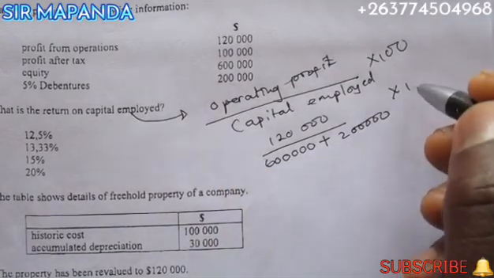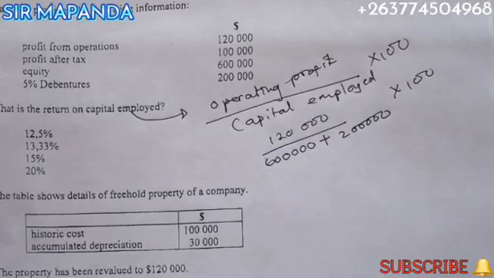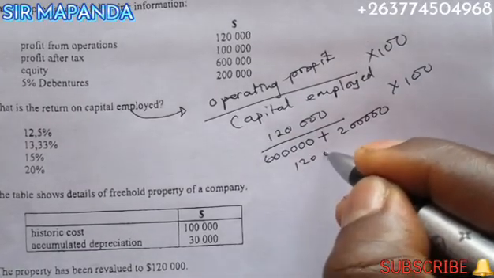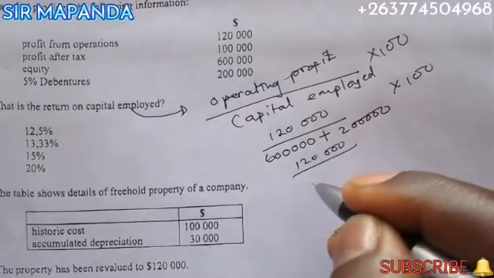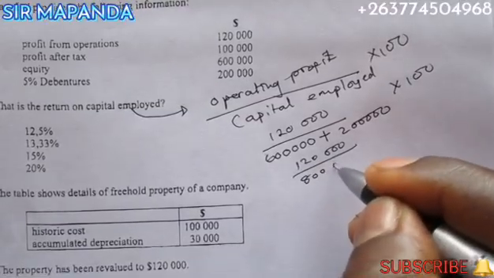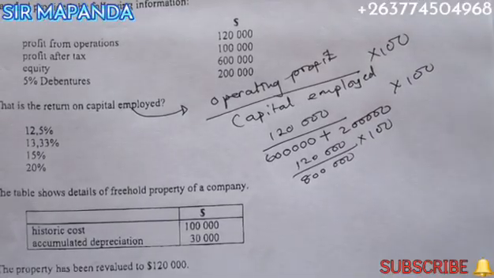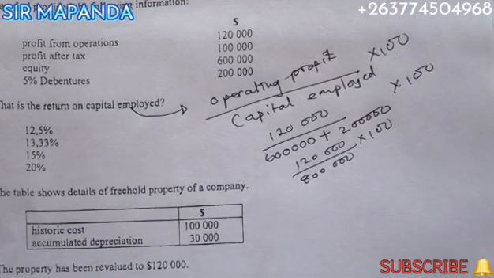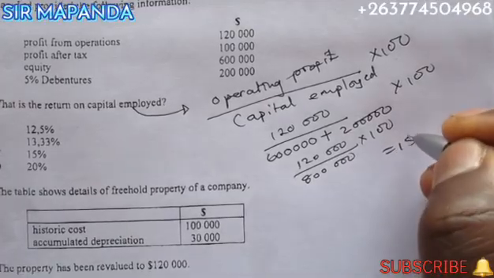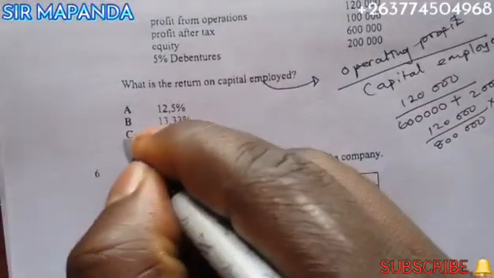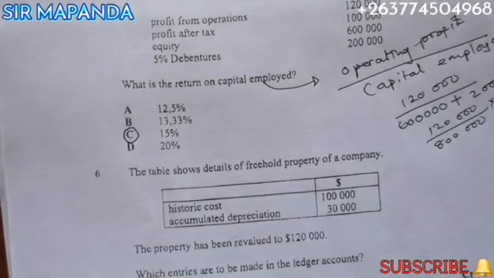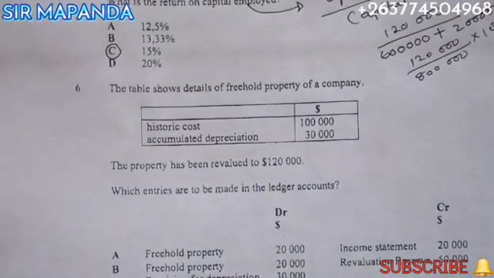So I'm going to multiply this by 100. I hope you are following. So it's 120,000 divided by 800,000. Then you multiply by 100. So 120 divided by 800 times 100, you get 15%. So our option here is C. Then you are home and dry. We move on to question number 6.